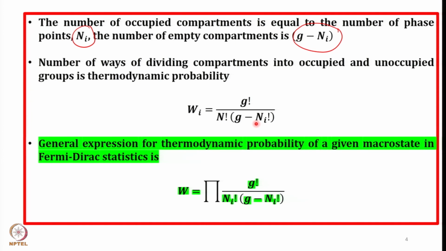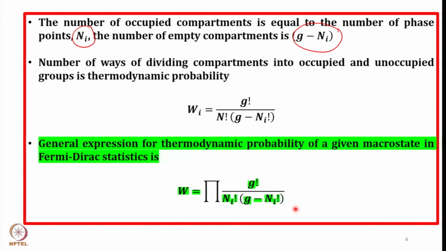Similarly, there can be j, there can be k, there can be l, etc. Therefore, the general expression for the thermodynamic probability of a given macro state in Fermi-Dirac statistics is that you need to take the product of all these quantities. You have Wi, you multiply by Wj, Wk, Wl, that means the overall product of G factorial divided by Ni factorial into G minus Ni factorial. This is the general expression for thermodynamic probability.